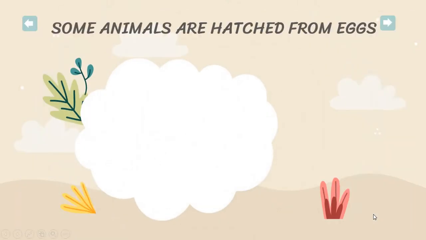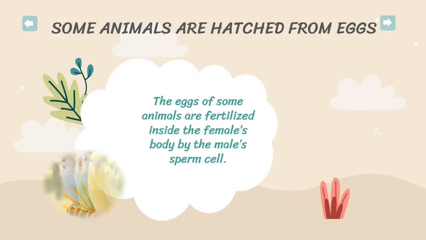Some animals are hatched from eggs. The eggs of some animals are fertilized inside the female's body by the male sperm cell. Shells are formed around the eggs. The eggs are then warmed and hatched outside the mother's body. Baby animals of birds and reptiles are hatched from eggs.